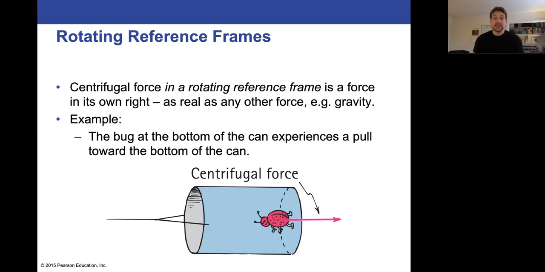In order for there to be an interaction between the bottom of the can and the bug's feet, there's got to be something holding them in contact, like gravity holds us in contact with the floor. And it's this expression of the bug's inertia because of the fact that its entire world is rotating right now.